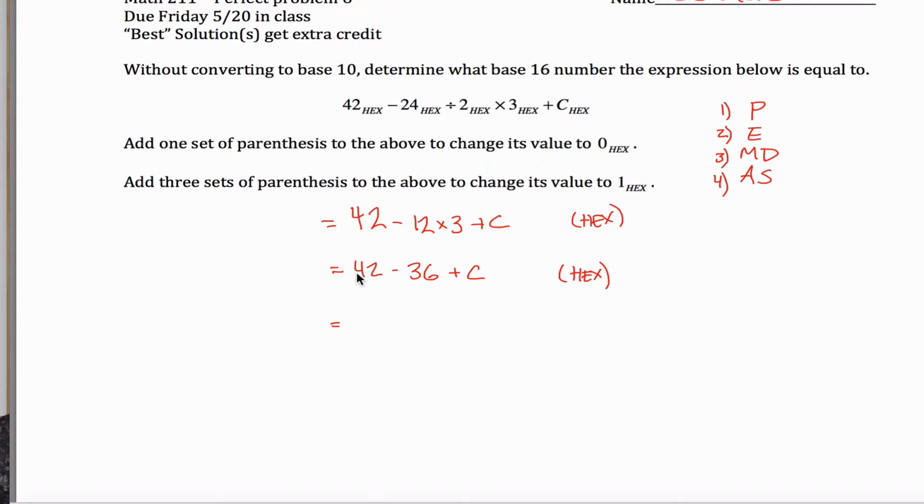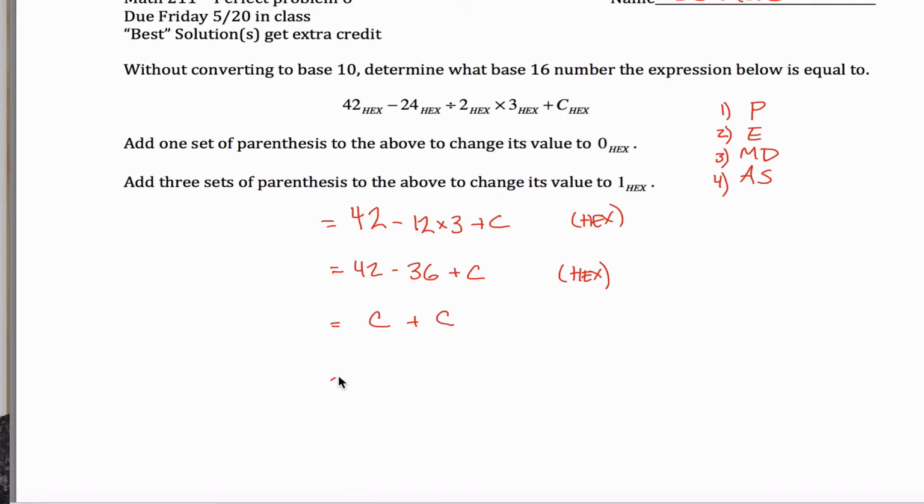It's 4, 2. So 4 groups of 16 and 2 singles minus 3 groups of 16 and 6 singles. You try to subtract 6 from 2, but you can't do that, so you have to carry, or borrow, I guess. So instead of thinking about this as 4 groups of 16 and 2 singles, I'll think about it as 3 groups of 16 and 18 singles. 18 minus 6 I can do. 18 minus 6 is 12. The way I write 12 is with the letter C when I'm in hexadecimal. So 4, 2 minus 3, 6 ends up being equal to C.